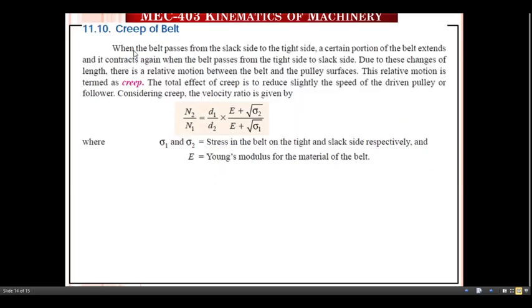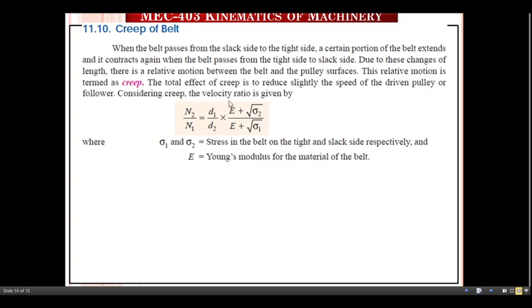Now see the creep of the belt. When the belt passes from the slack side to the tight side, a certain portion of the belt extends, and it contracts again when the belt passes from the tight side to the slack side. Due to these changes of length, there is a relative motion between the belt and the pulley surfaces. This relative motion is termed creep. The total effect of the creep is to reduce slightly the speed of the driven pulley or follower.